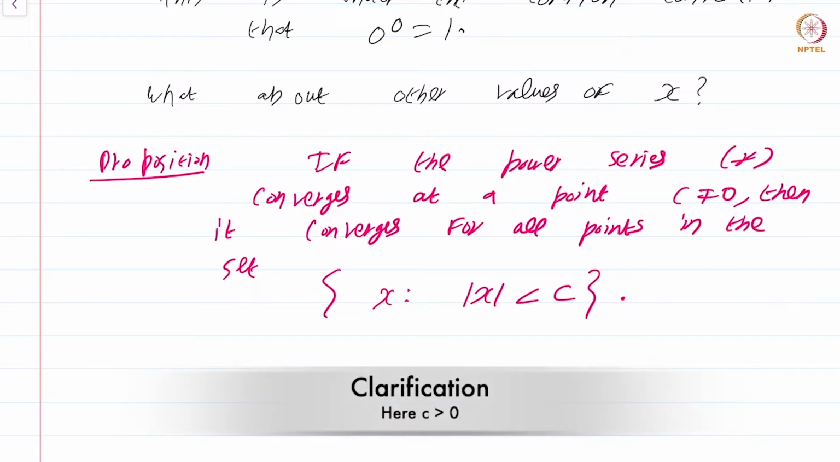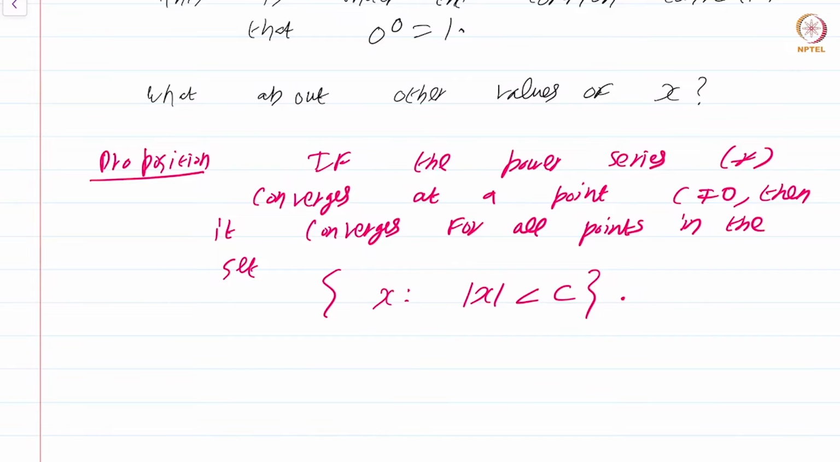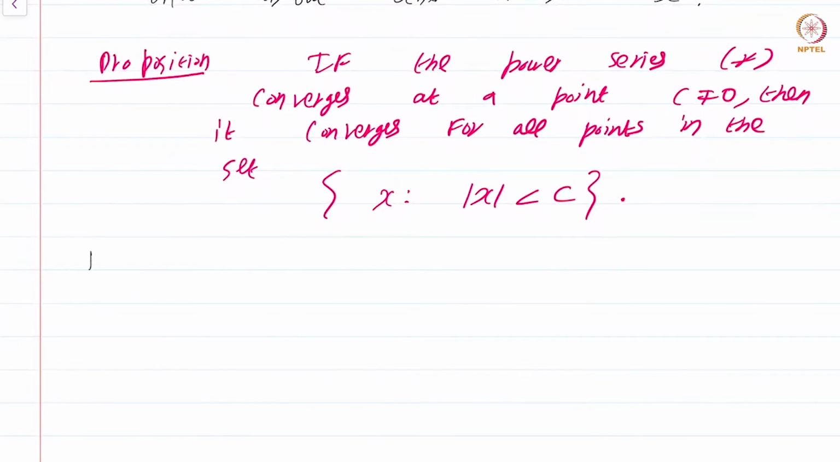So if it happens that at a particular substitution x equal to c not equal to 0, the series does converge, then it converges for all the points x on the real line whose absolute value is less than c. Let's see a proof of this. This is a nice application of the comparison test, one of the most powerful tests for studying convergence. So we have that summation a_n c^n running from 0 to infinity converges. This is the assumption.